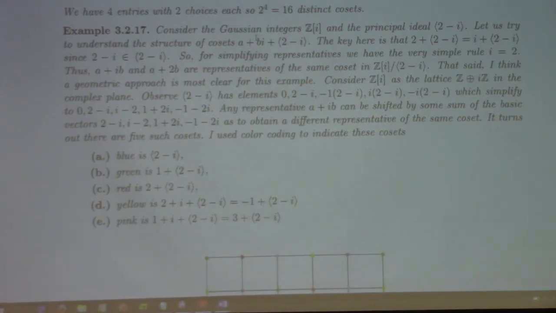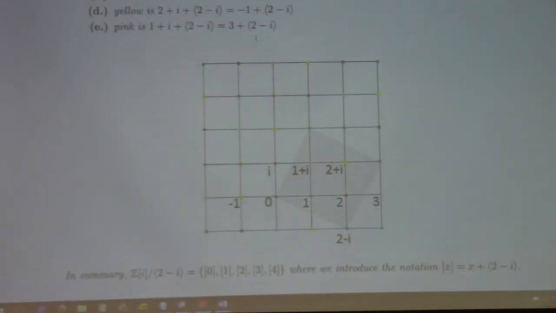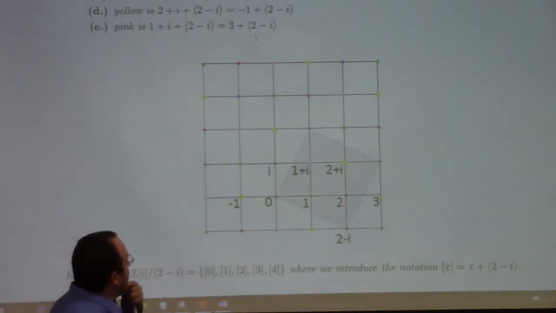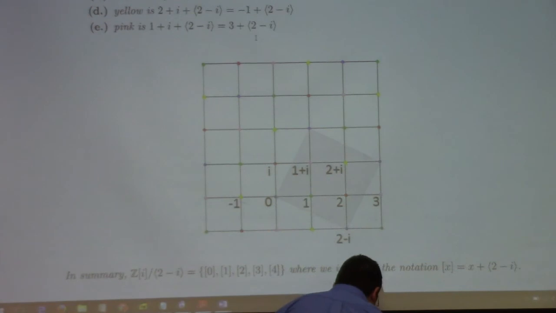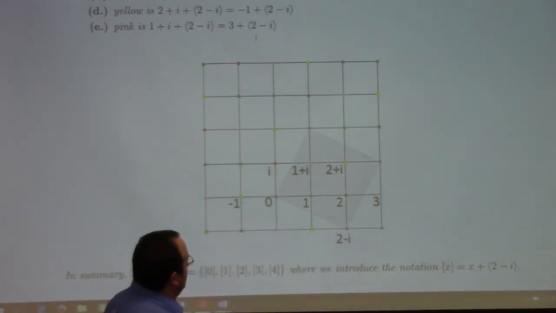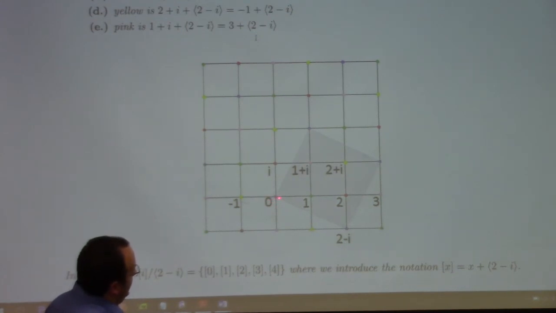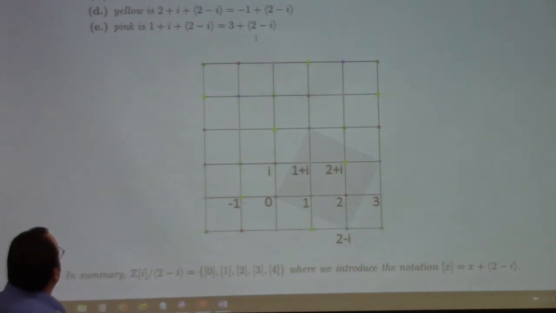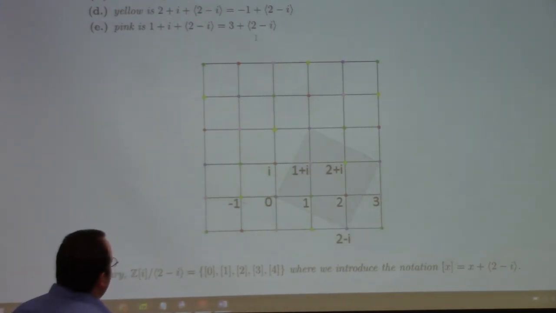Let's see here if I can show you a picture. The ideal I'm looking at was 2 minus i. So I'm saying that 0 and... Sorry, I'm very confused all of a sudden. I think I'm doing 2 plus i here.